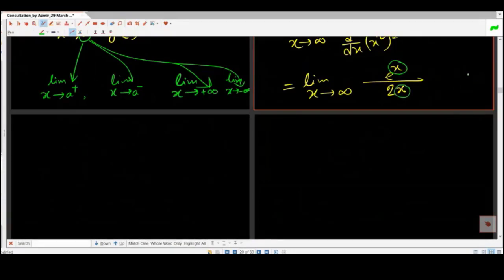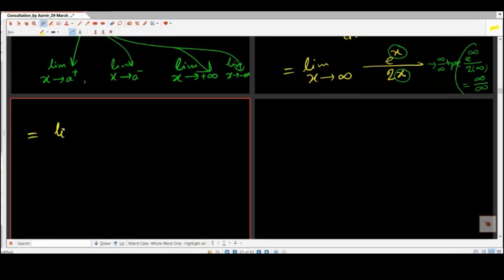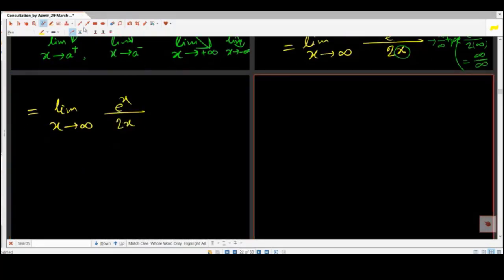So let's plug in infinity: e to the infinity over 2 times infinity. That means we are getting infinity over infinity. e to the infinity will give us infinity. 2 times infinity is infinity. So the simplified form that we have found here is still of infinity over infinity type. So limit x tends to infinity, e to the x over 2x. So we have understood that this is again of infinity over infinity type.